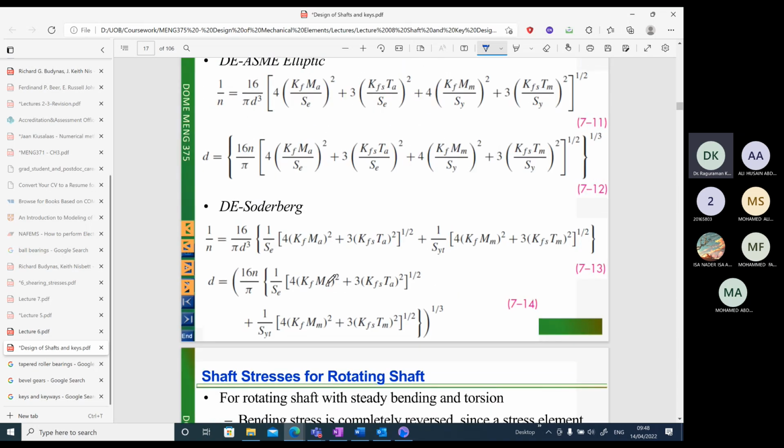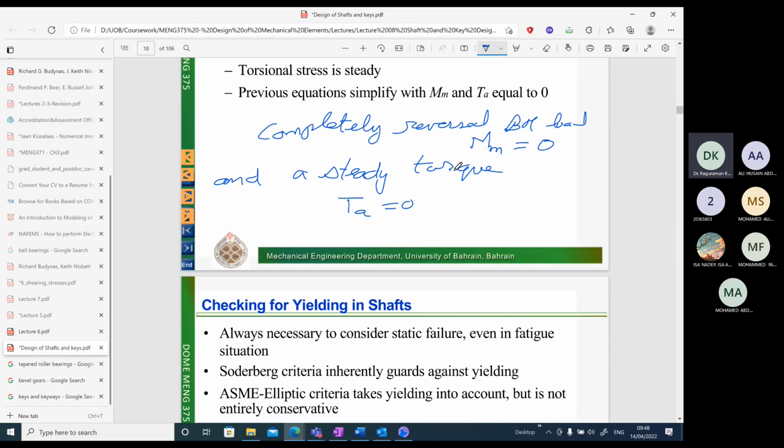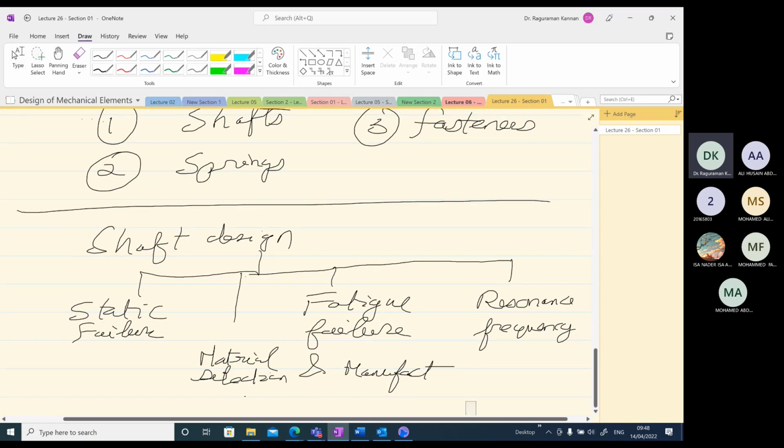That means in each of the formulas which I have considered, this term will go off because Mm is 0 and Ta will go off. These two terms will disappear. So I can remove these terms and simplify the formula further. So this is the general case for shafts. Why is it a completely reversed bending moment load for a shaft?